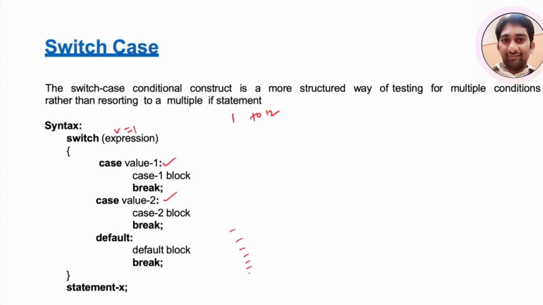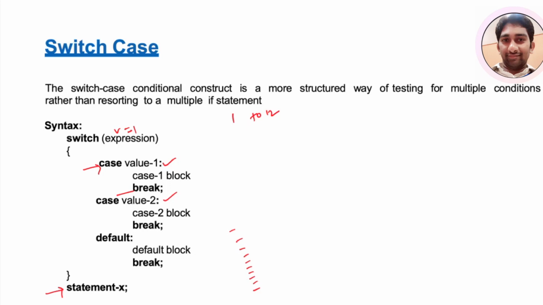How many cases do I have? 12 cases are available. Whatever the value is, I will go to only that case. I will complete it and go to the break. What will break do? Break will bring me out of this particular block. It means it will not go to the second case, default case, or any other case. Break means the execution will come outside of this particular block.